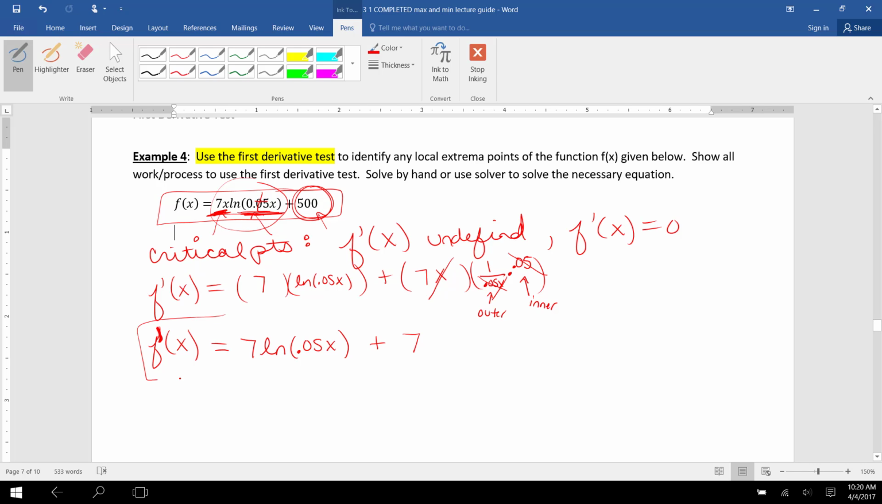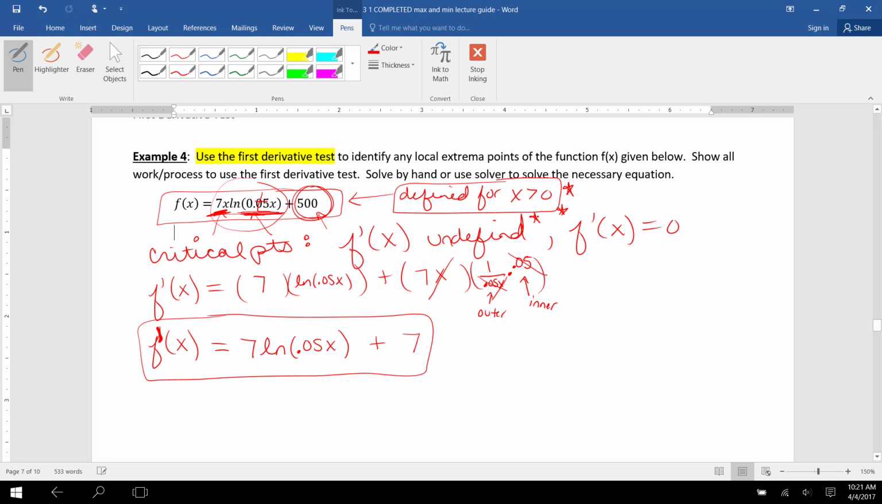At this point, I'm going to make a couple notes about our domain. The original function f of x is only defined for x greater than 0. And the reason for that is that the only values that can be plugged into natural log are values bigger than 0. So when I plug in x bigger than 0, it will be defined. If I plug in x equals 0 or x negative, it won't be defined. So when we're asking about the derivative of that function, I only need to consider values in the domain of the original function. Only consider x greater than 0.